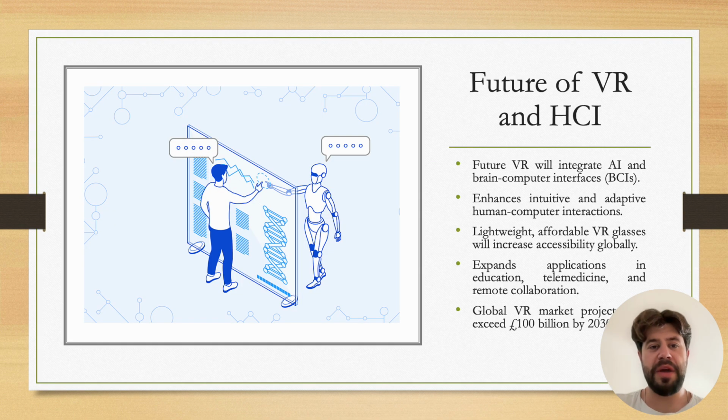The next phase of VR is to combine AI and brain-computer interfaces to make things more intuitive to interact with and more adaptive. AR will be made available to more people with the development of light and affordable glasses. It finds wider use in the fields of education, telemedicine, and remote collaboration. Moreover, innovations in eye tracking systems, haptics, and wireless connectivity are changing the immersion and interactivity.